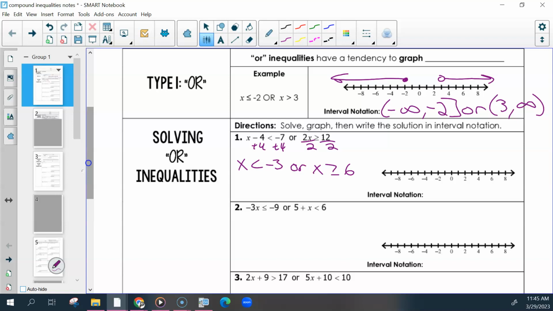Questions on that so far? Then you're going to graph it. So open at -3, going to the left, closed at 6, going to the right.